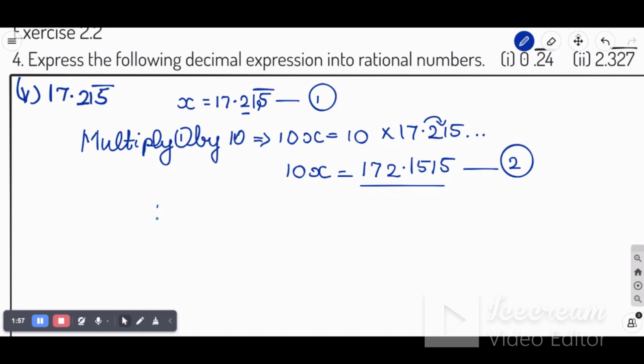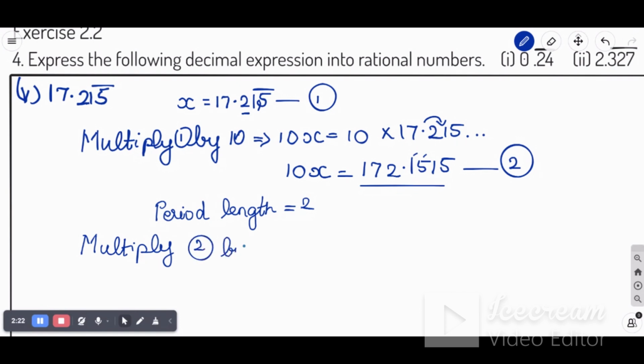So what we have to do, take the period length. So what is the period length here? Count the number of digits you have got over here. The period length is equal to, you have got 2 digits repeating. So that will be 2. So if the period length is 2, what do you have to multiply with? You have to multiply equation number 2 by what is your length? 2. So do we multiply by 10? No. 100? Yes. Only 2 digits. So let us do that. This is your equation number 2.